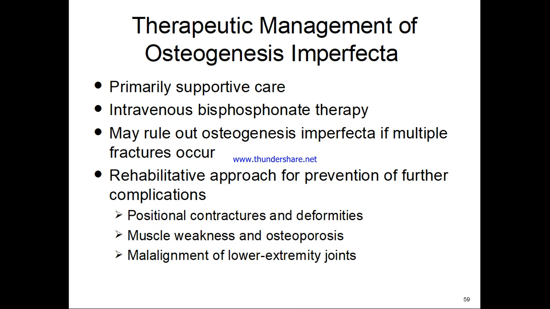A rehabilitative approach needs to be taken to prevent further complications, and this includes prevention of positional contractures and deformities, prevention of muscle weakness, and prevention of malalignment of the lower extremity joints.